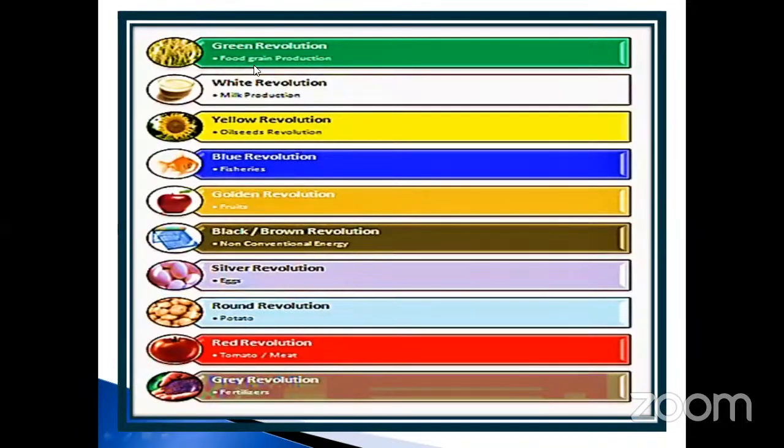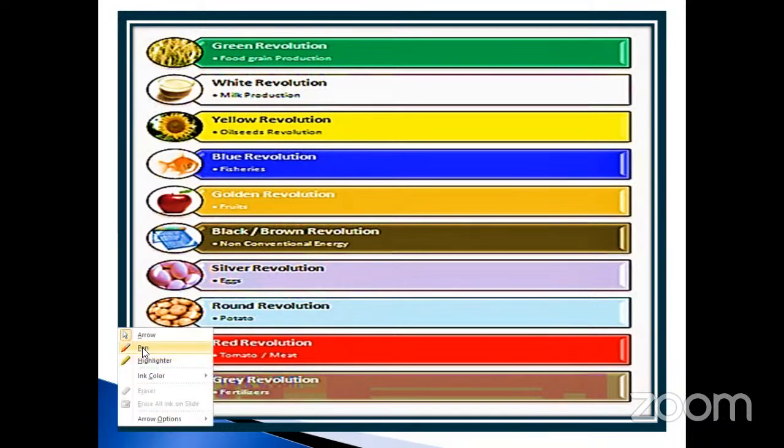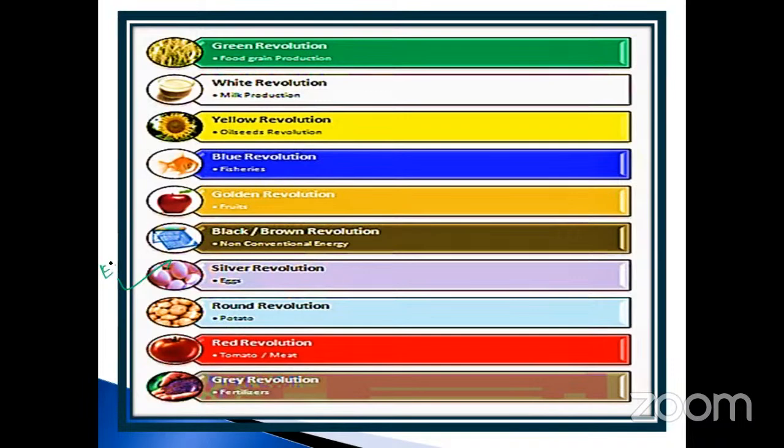Okay, my dear, see here. Green revolution, food grain production. White revolution, milk production. Yellow revolution, oil seed. Blue revolution, fisheries. Golden revolution, fruits. Black and brown revolutions, non-conventional energy. Silver revolution, note it down. This is also very, very important. Silver revolution is called egg. Round revolution is called potato. Red revolution, take tomato and meat as examples.